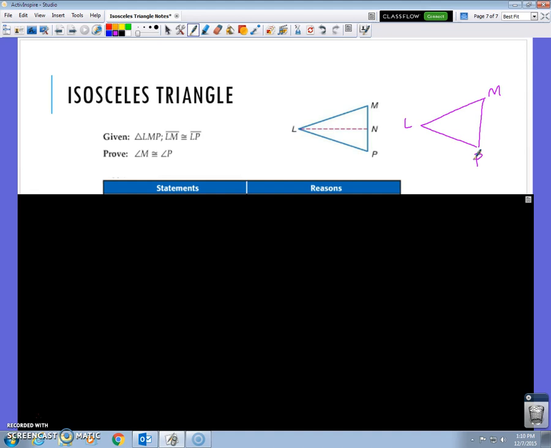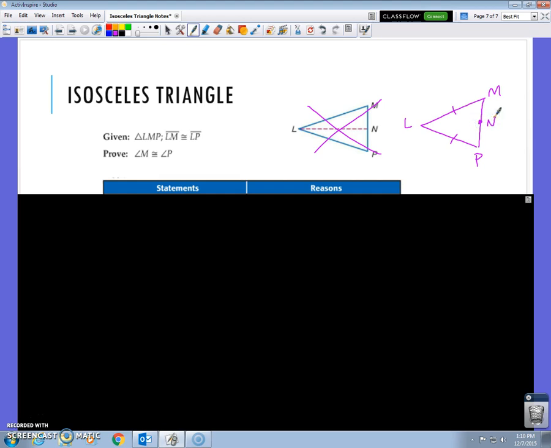They're going to give you a little given information. They're going to tell you that LM and LP are congruent. But they aren't going to give you all this other stuff. They're just going to give you this diagram right here. And what you're going to be responsible to do is, first of all, put a midpoint on here. And you're going to see why that's important in a second.